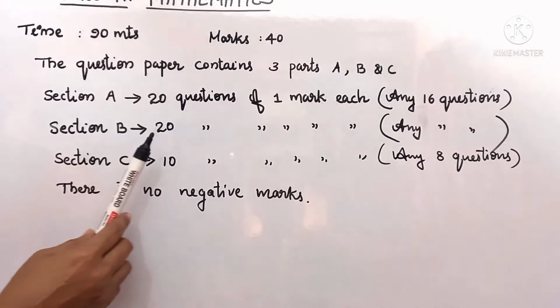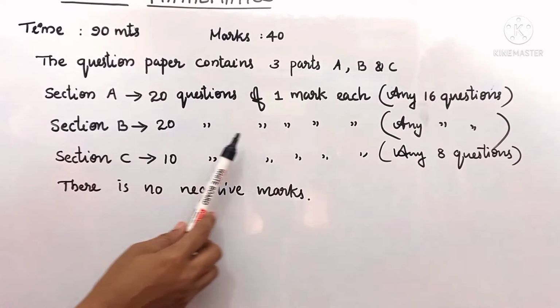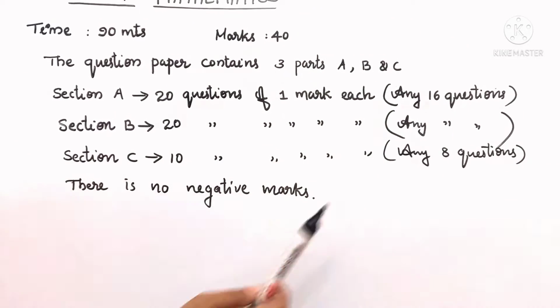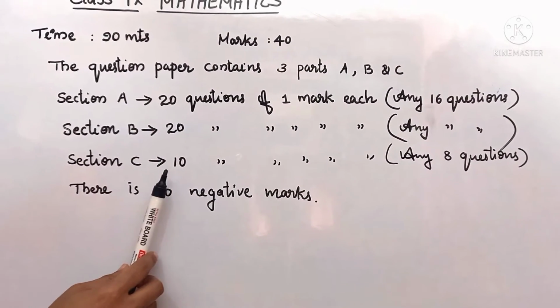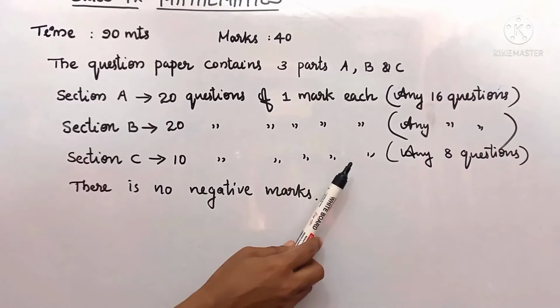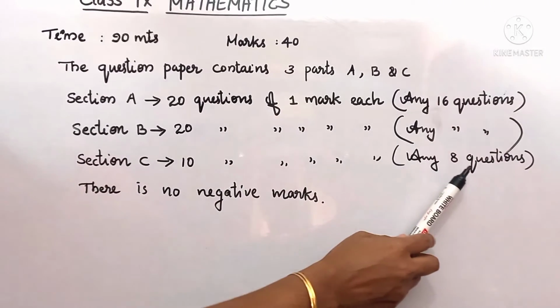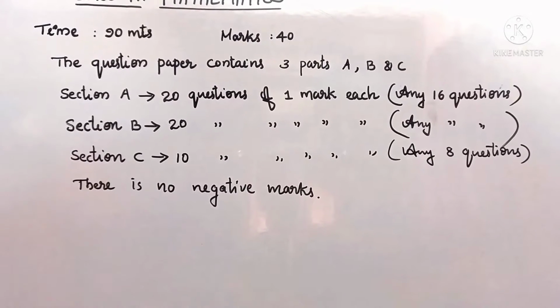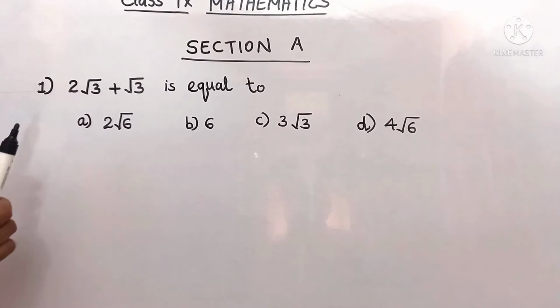Section B also contains 20 questions of 1 mark each. You have to attempt any 16 questions. Section C has 10 questions of 1 mark each. You have to attempt any 8 questions, and there are no negative marks. Let us start our questions.